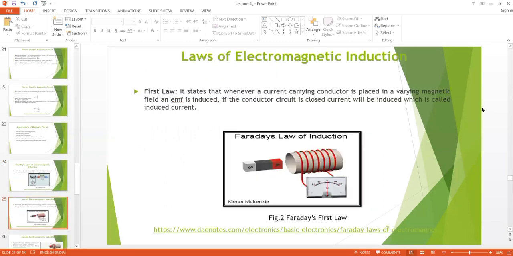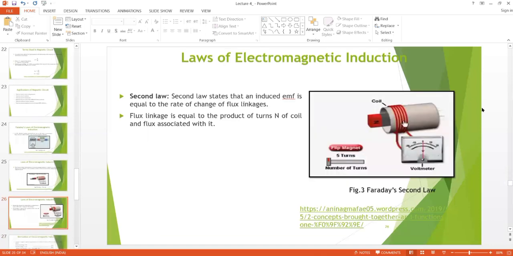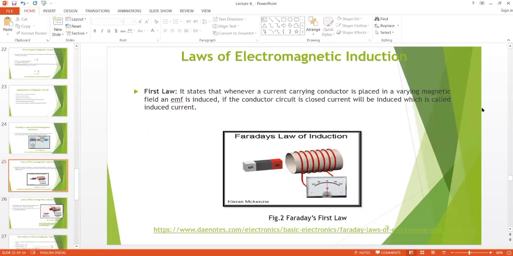There are three laws. The first law says whenever a current carrying conductor is placed in a varying magnetic field, an EMF is induced. Please remember this. And if the conductor circuit is closed, then current will also be induced. That is known as induced current. I hope this is clear. Remember, whenever the conductor is placed in a varying magnetic field, the EMF is induced, and if the circuit is closed, the current would be induced. That is known as induced current.